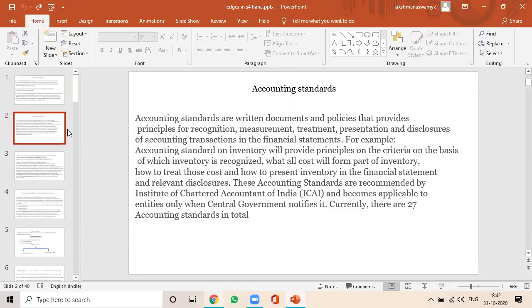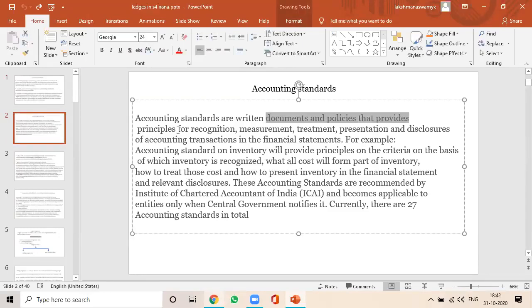Accounting standards are the written documents and policies that provide principles for recognition, measurement, treatment, presentation and disclosures of accounting transactions in the financial statements. For example, the accounting standard on inventory will provide the principles and criteria on the basis of which the inventory is recognized and what all costs will form part of the inventory.